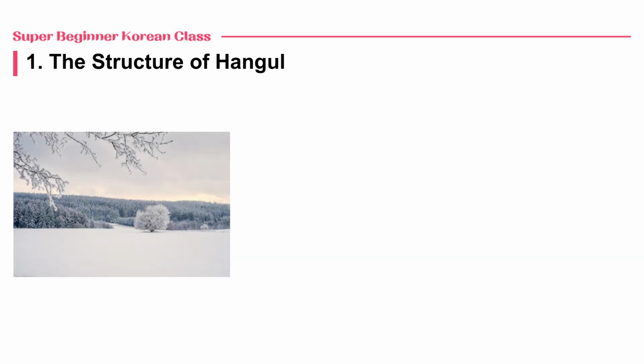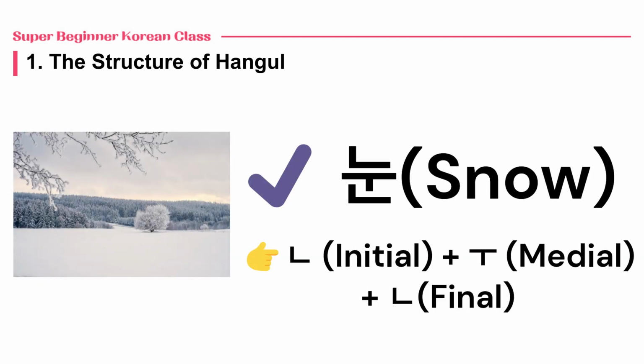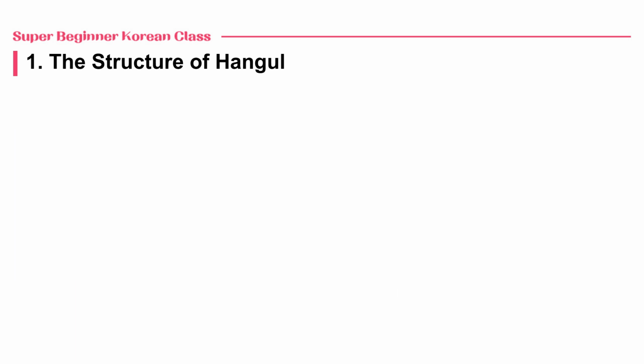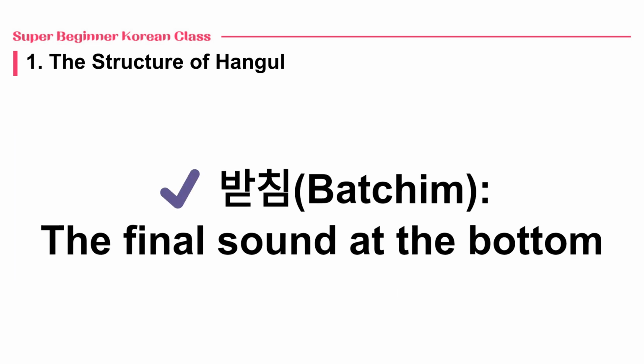Now let's look at the word 눈. It's also made of three parts. 니은 is the initial sound, 우 is the medial sound, and another 니은 is the final sound. When we put them together, we get 눈. This is how Hangul makes a block. The final sound at the bottom is called 받침, 받침.